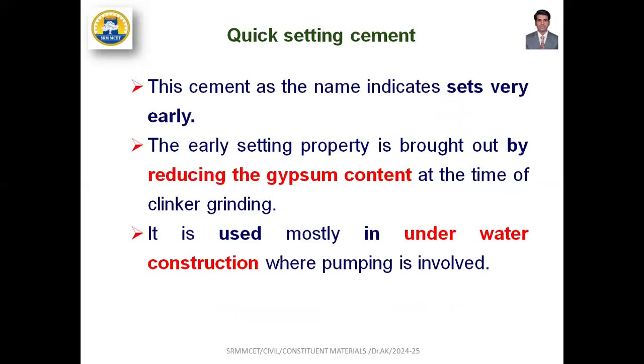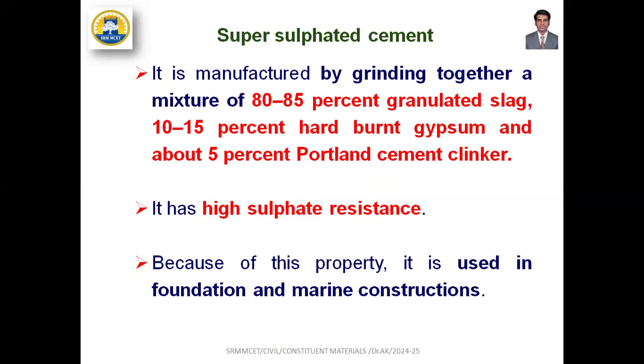Next one is quick setting cement. This type of cement is obtained by reducing the gypsum content in the cement. Normally, this type of quick setting cement is used in underwater construction works since it sets very early.